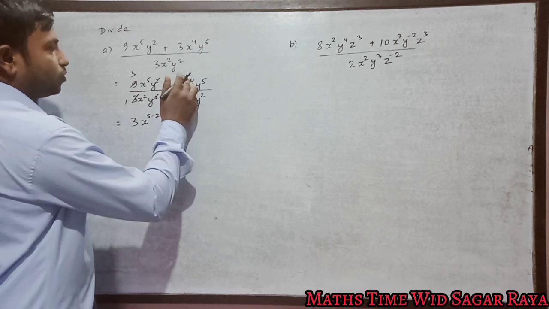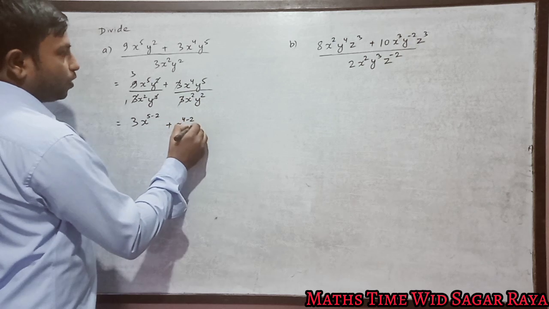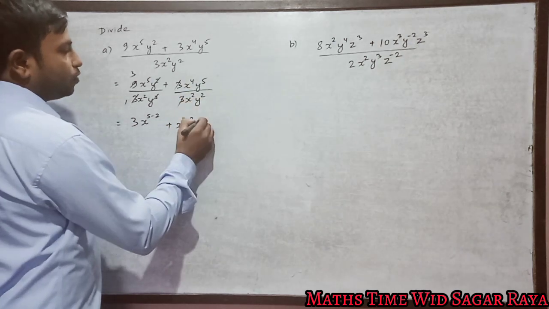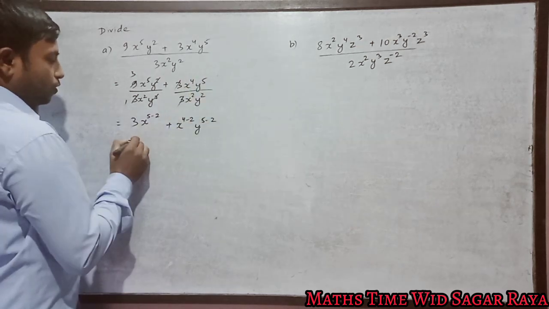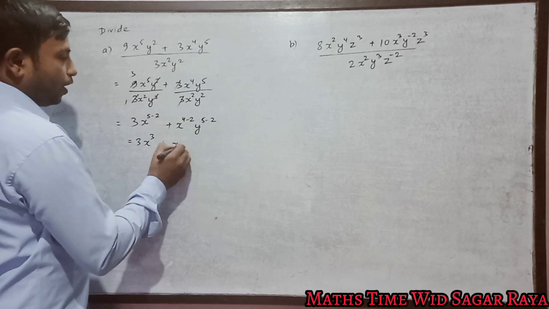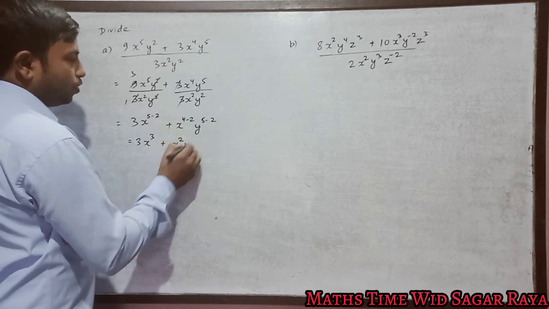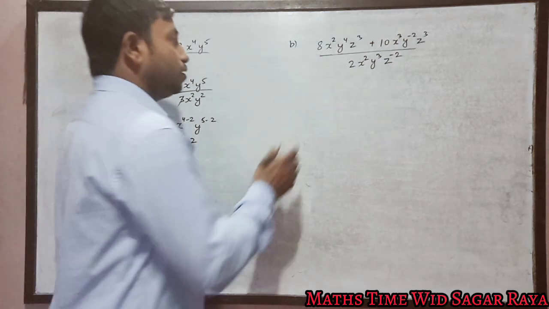And here we have x^4, here x^2, so this 4 and 2 should be subtracted. And y^5 and y^2, we should subtract the powers, 5 minus 2. Now 3x, 5 minus 2 is 3. Now x, 4 minus 2 is 2, and 5 minus 2 is also 2. Now let's go to our next question.